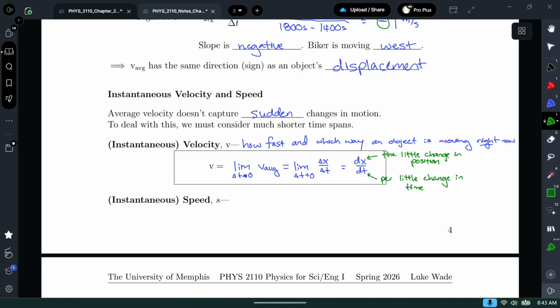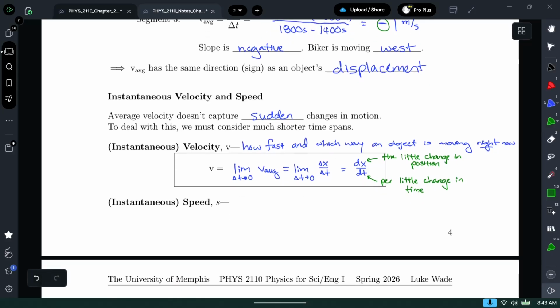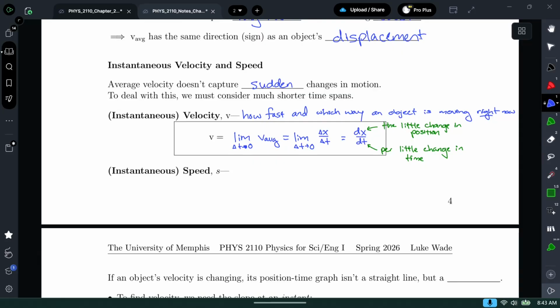That doesn't have to mean that the velocity is a tiny number, because this is a ratio of 2 numbers. Even if they're both tiny, you can get a large number out. But this is just the little step forward you take per each fraction of a second that passes. And that tells you something about your motion. It tells you about your instantaneous rate of motion.